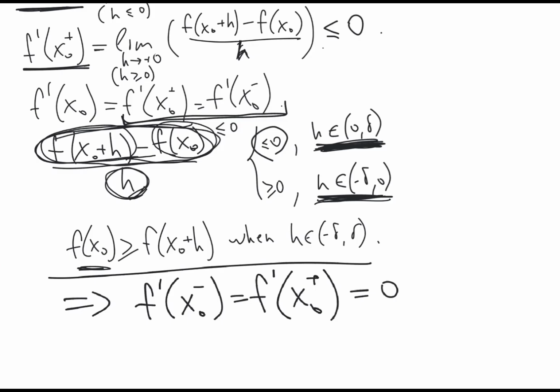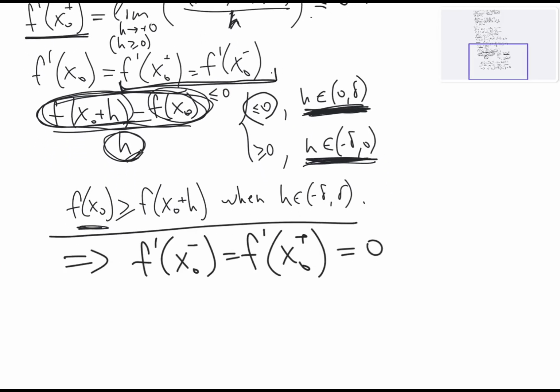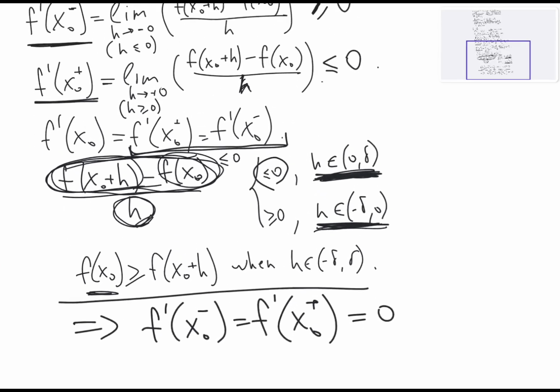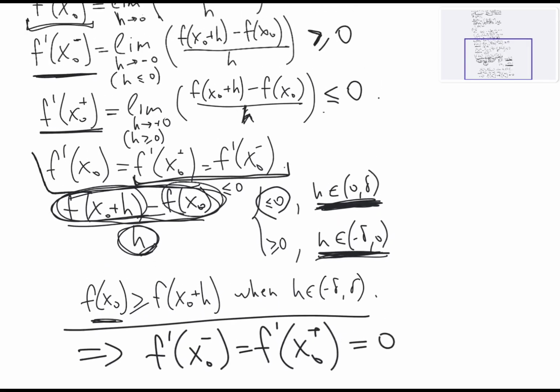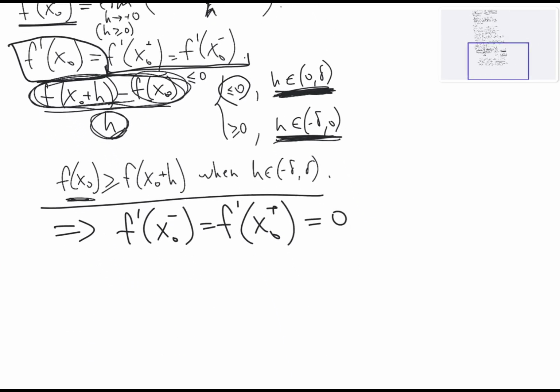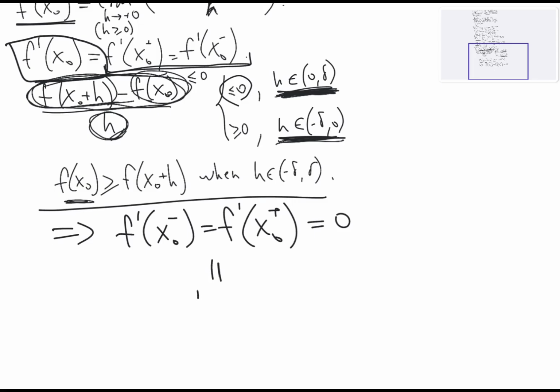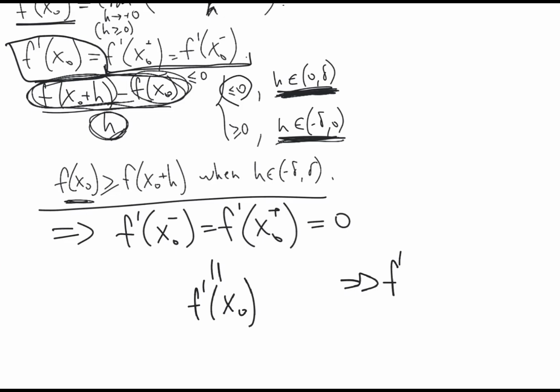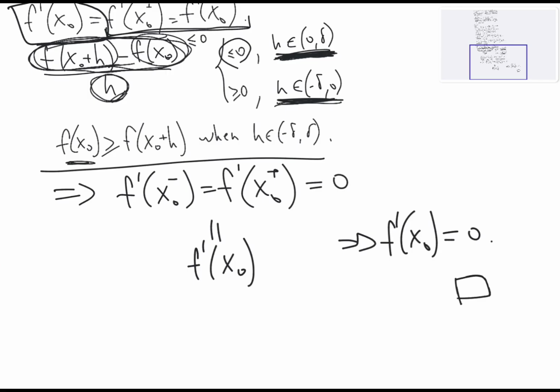So one of them is greater or equal than 0, the other is less or equal than 0, but they're also equal to each other, therefore they're both equal to 0, and they're both also, as we established, equal to the full derivative. So the full derivative at x0 is equal to 0, and this is what we need to prove. Therefore the derivative of f at x0 is equal to 0. And this concludes the proof of the theorem.